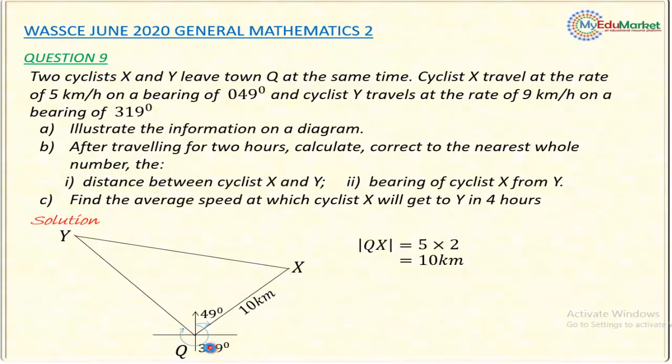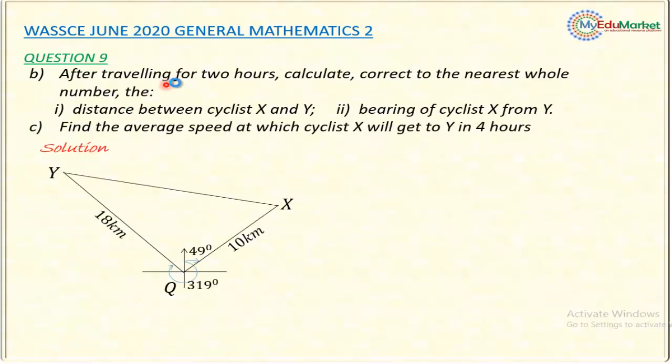I did the same to get QY. QY is also speed times time. The speed is 9 km per hour for cyclist Y, and he cycled for 2 hours. So the distance is going to be 9 multiplied by 2. That answer is 18. So I have 18 kilometers from Q to Y. With this, I have answered question A. I'll move to question B on the next page.